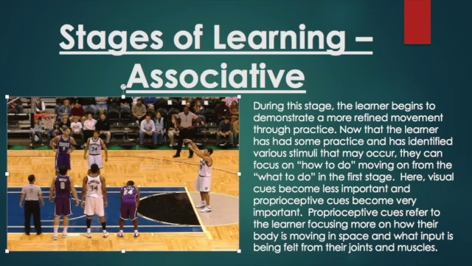The next stage of learning is the associative stage. During this stage, the learner begins to demonstrate a more refined movement through practice. Now that the learner has had some practice and has identified various stimuli that may occur, they can focus on how to do, moving on from what to do in the first stage. Here, visual cues become less important and proprioceptive cues become very important. Proprioceptive cues refer to the learner focusing more on how the body is moving in space and what input is being felt from their joints and muscles.